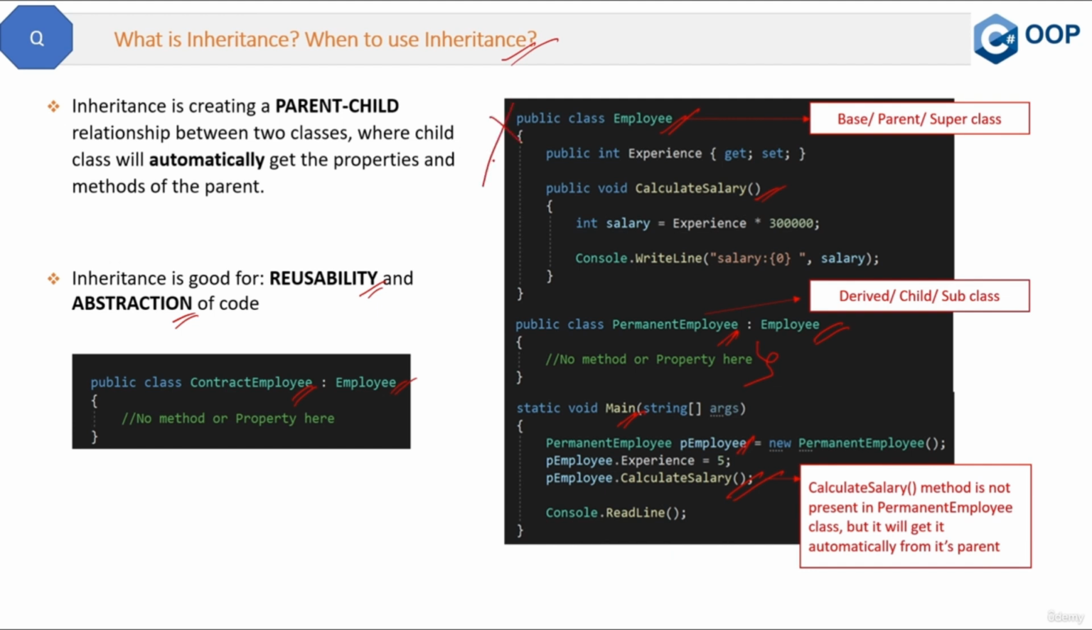If you will not use inheritance, then you have to remove this base class. If you are not using this employee base class, then what will happen? You have to write all these methods and properties inside both the permanent employee and contract employee class, which is basically a duplication of code, right? So basically we are reusing one method at two places by using the inheritance concept. This is the main advantage of inheritance, which you can use in your application.